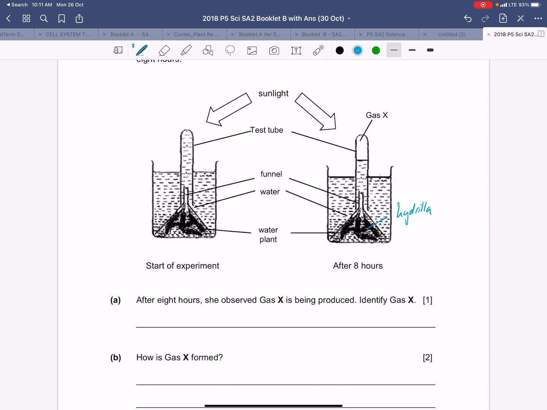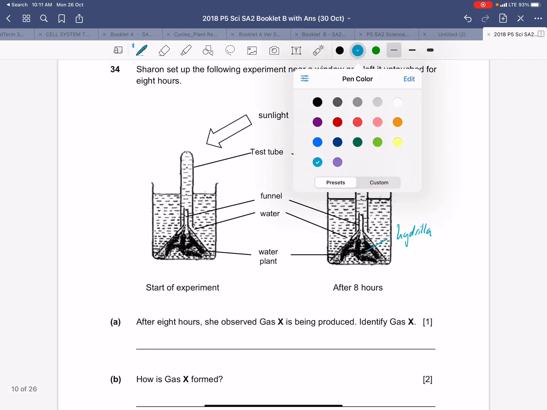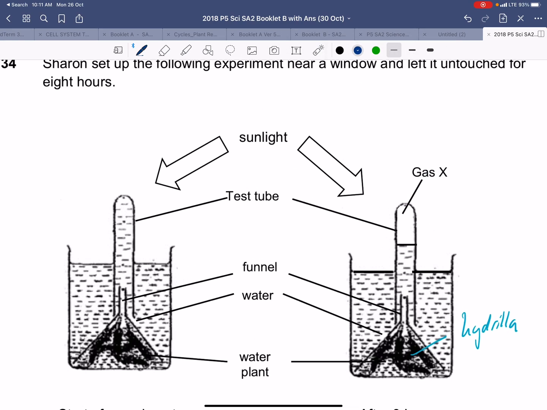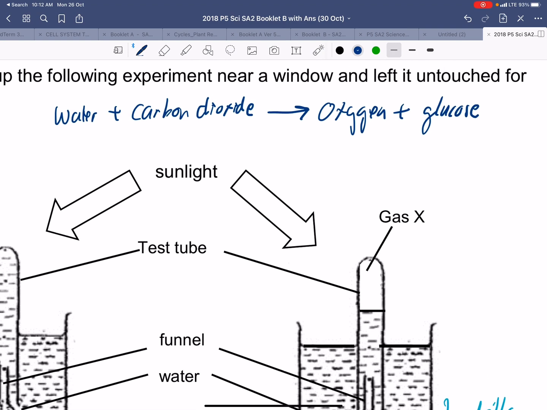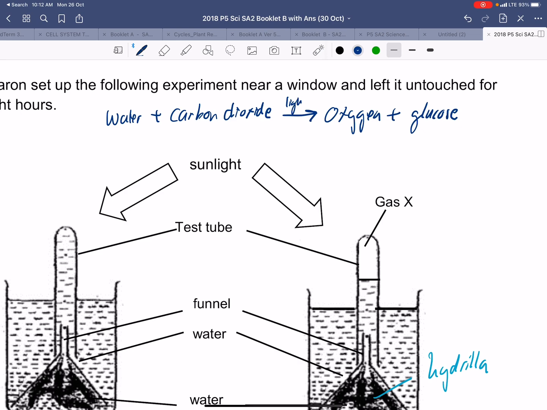Now with every photosynthesis question, I always tell my students this. You should write down the word equation for photosynthesis in order to help you. So as we all know, photosynthesis requires a few things to happen, and the first thing will be water together with carbon dioxide would give you oxygen as well as glucose. Now what you also need would be your light energy and your chlorophyll.